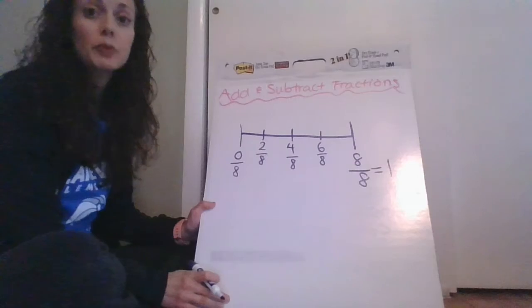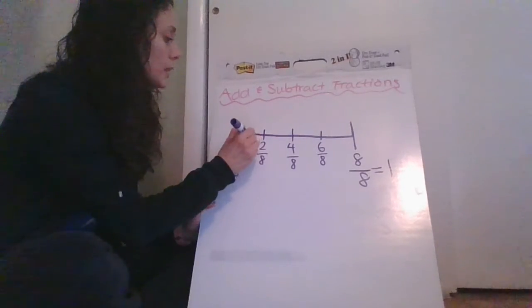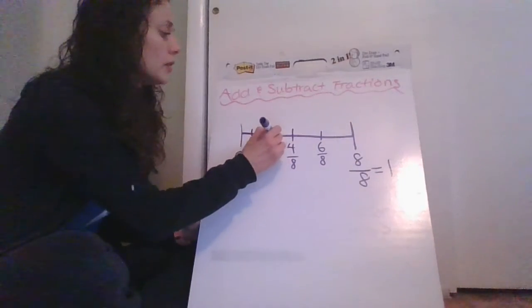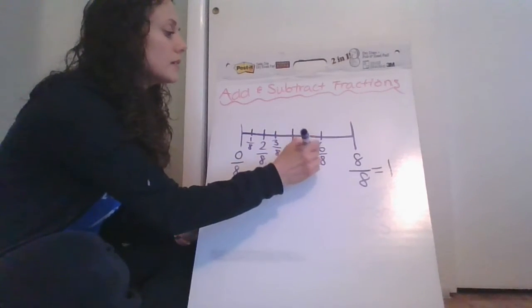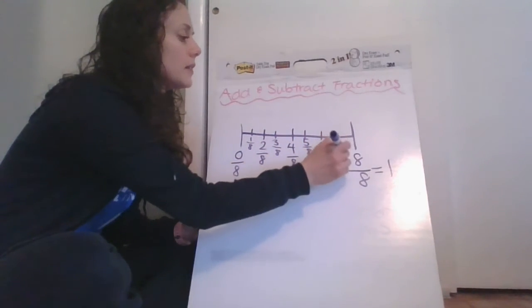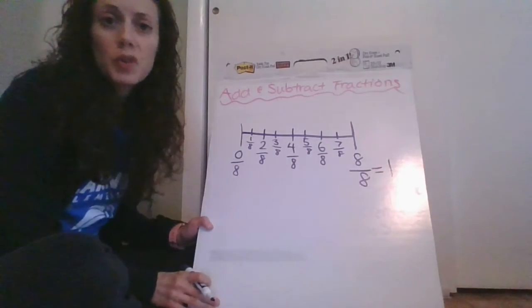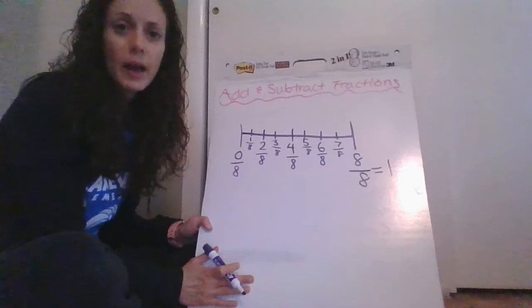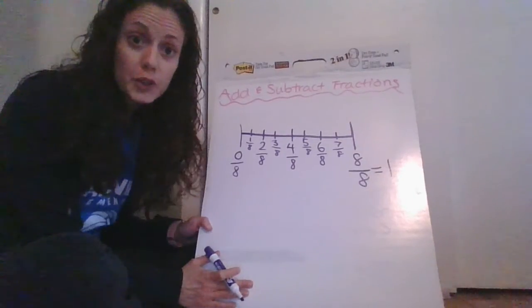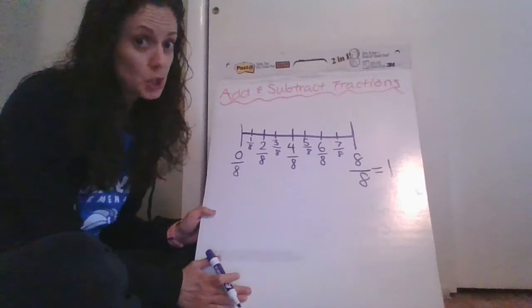Now I can go in and label the rest of the parts. Here would be 1/8. This would be 3/8, 5/8, and 7/8. It's going to show you the number line already created. I just wanted to review with you how to create the number line yourself should you ever be needing to.